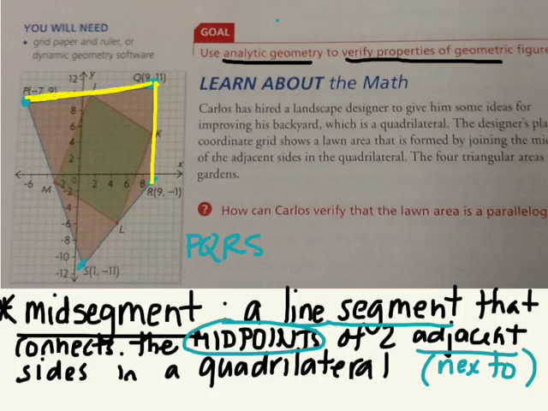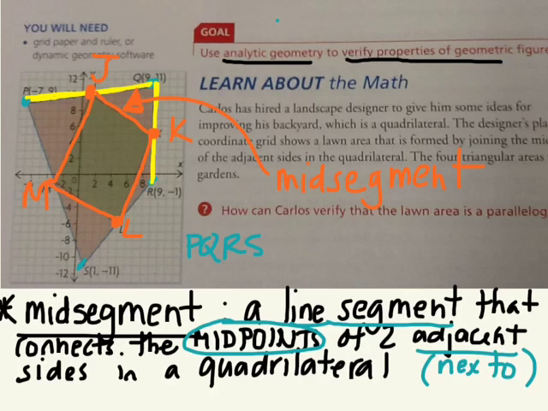So if we have these two adjacent sides, a midsegment connects the midpoints of those two sides. Here's the midpoint of PQ, they labeled it J. Here's the midpoint of QR, they labeled it K. This line that connects those two, that's your midsegment, okay? Every quadrilateral has four midsegments. We have JK, KL, and we have JM, and we have ML. They're connected by all the midpoints of the quadrilateral.